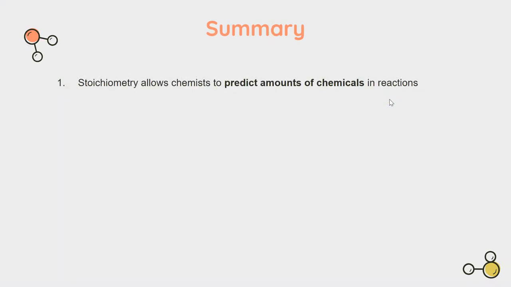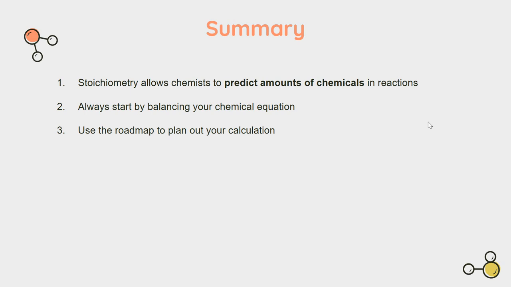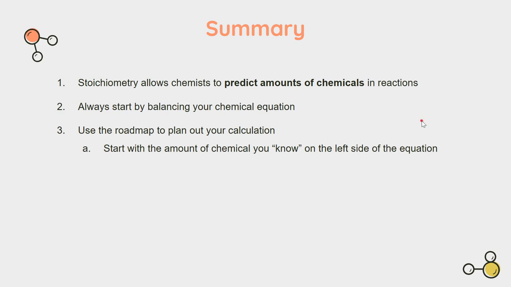Stoichiometry, the process, allows chemists to predict amounts of chemicals and reactions, whether an amount of product created or an amount of reactant we would need to create our product. We always start by balancing our chemical equation every single time, and then we'll use our roadmap to plan out our calculation. The first step is to start with the amount of chemical we know on the left side of the equation and putting it over 1, no unit.